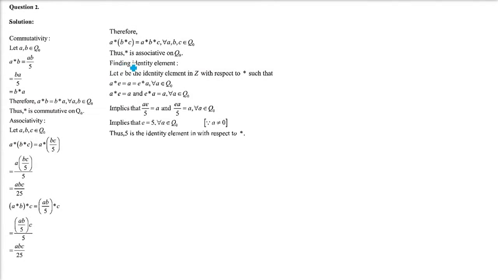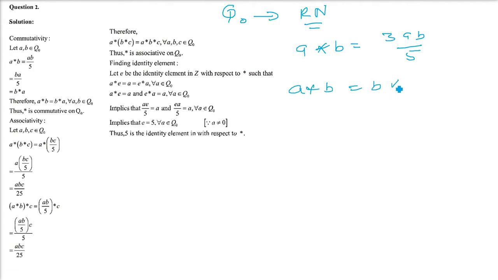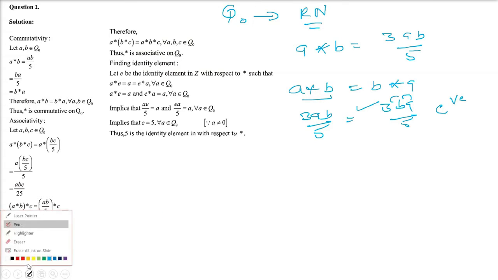Now question number 2. This is CBSE 2010 question. Let's start with a binary operation on Q0. Q0 is set of non-zero rational numbers, that is P by Q form with no zeros, defined by A star B equals 3AB by 5 for all A and B belonging to Q0. A star B equals B star A. For that we will go for commutative. I am taking 3AB by 5 because in the book it is 3AB by 5, but even AB by 5 also can give the same. A star B is 3AB by 5, and B star A is 3AB by 5. They are equal, and they are commutative.